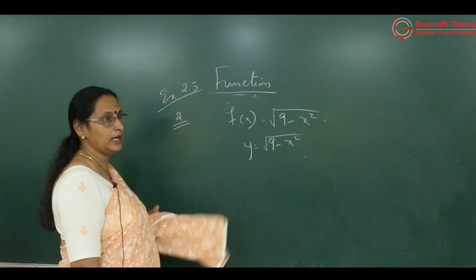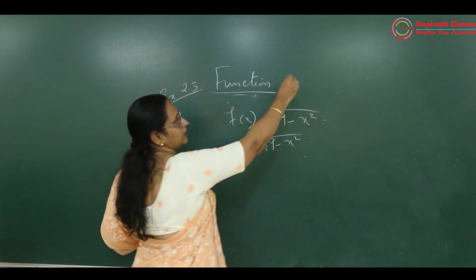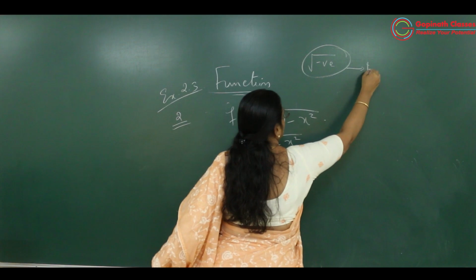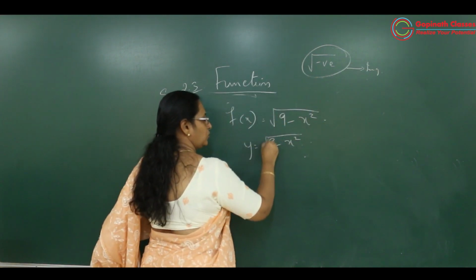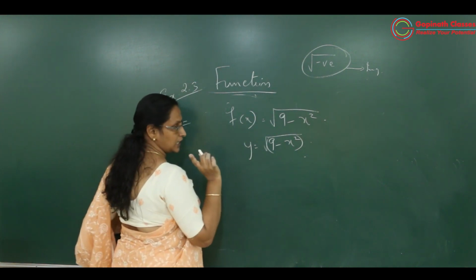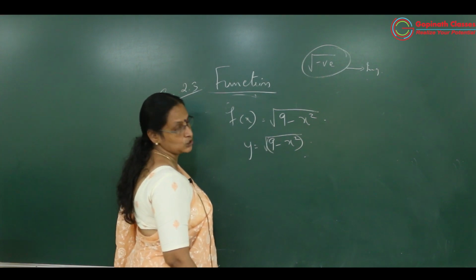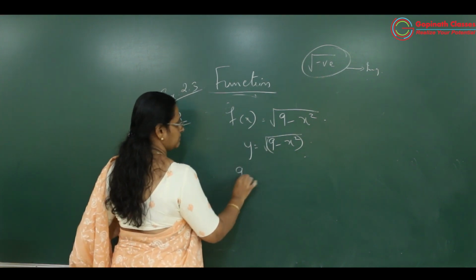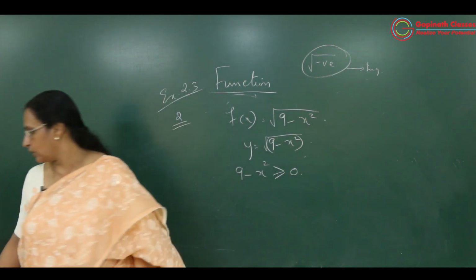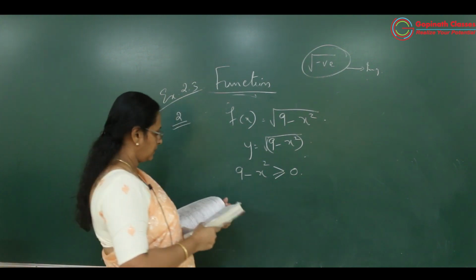9 minus x square, under root में negative number नहीं होना चाहिए. It's a real function. You know, under root of negative number is imaginary number. Imaginary number है. So this cannot be. तो हमेशा ये जो ब्रैकेट अंडर रूट के अंदर जो आते हैं, it has to be positive. So इसका क्या condition है? It's not defined if 9 minus x square is less than 0. तो it has to be 9 minus x square has to be greater than or equal to 0. ये होना ही चाहिए.